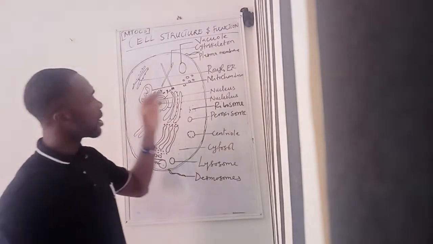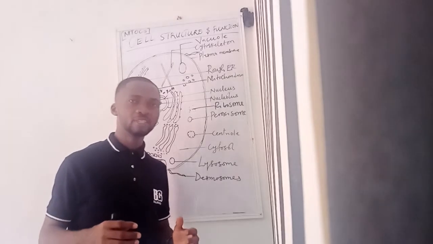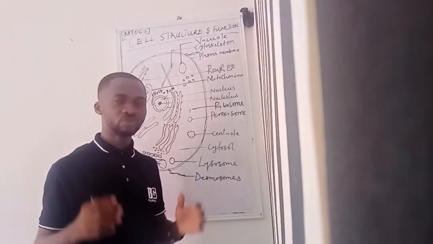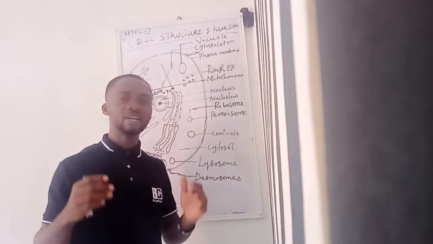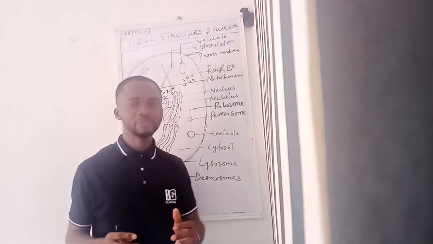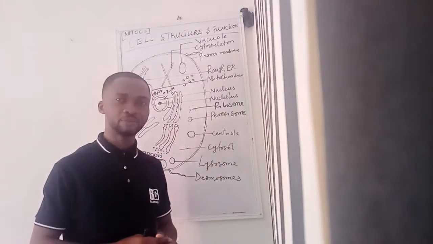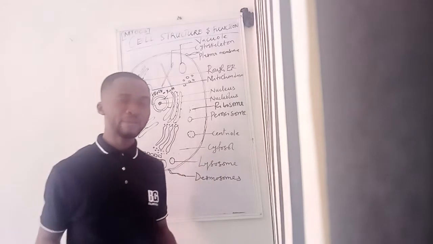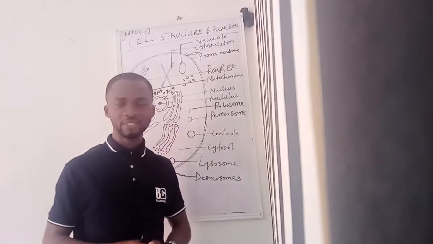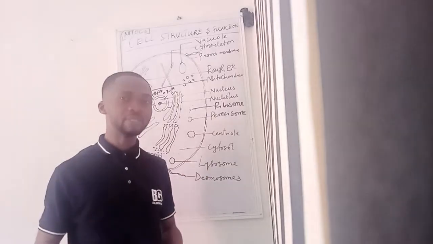Then, of course, we'll have the cytoskeleton. When we talk about the cytoskeleton, we are talking about the skeleton of the cell. This is a structure that gives mechanical support to the cell. And the cytoskeleton, just like the name implies, functions like the skeleton of the cell. We'll have different fibers made from this cytoskeleton. We'll have the microtubules, the microfilaments, and the intermediate filaments.